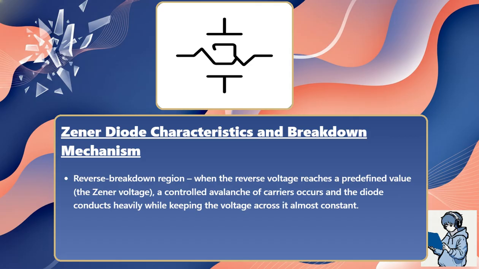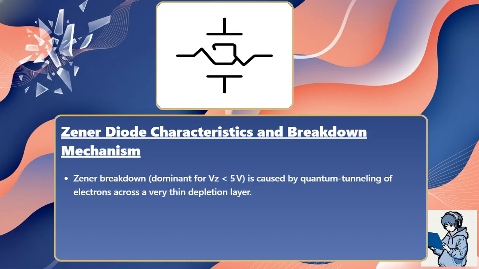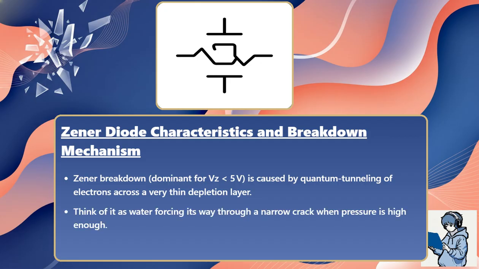Reverse breakdown region. When the reverse voltage reaches a predefined value, the Zener voltage, a controlled avalanche of carriers occurs, and the diode conducts heavily while keeping the voltage across it almost constant. The breakdown can happen by two mechanisms. Zener breakdown, dominant for Vz less than 5 volts, is caused by quantum tunneling of electrons across a very thin depletion layer. Think of it as water forcing its way through a narrow crack when pressure is high enough.